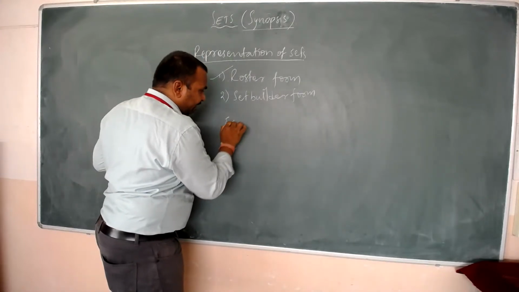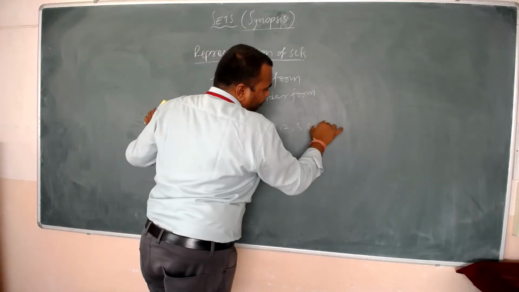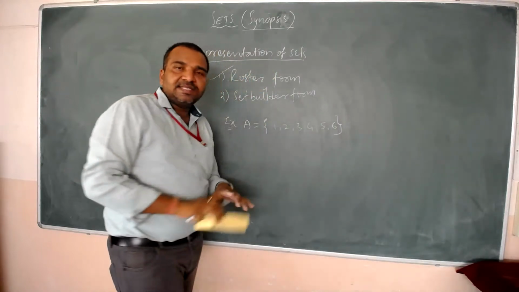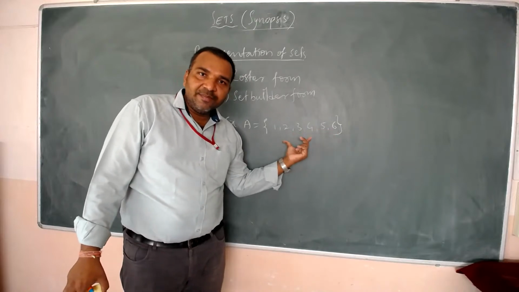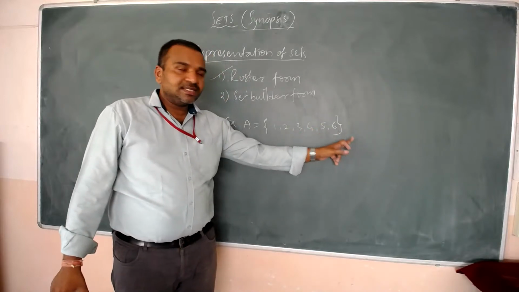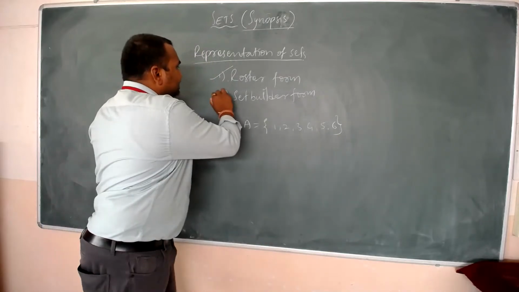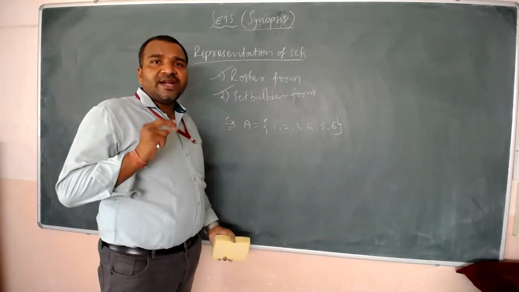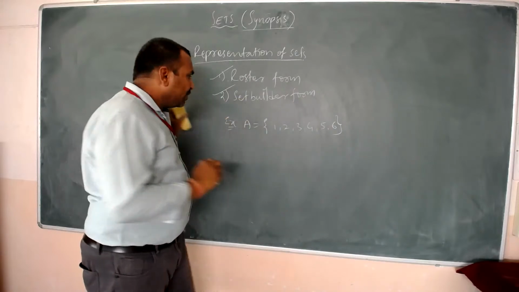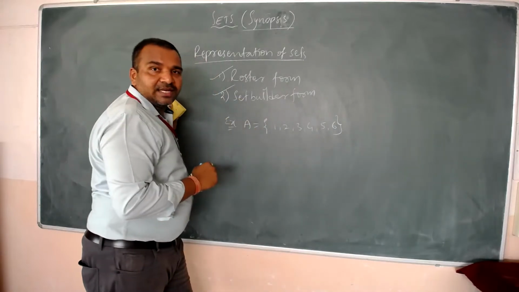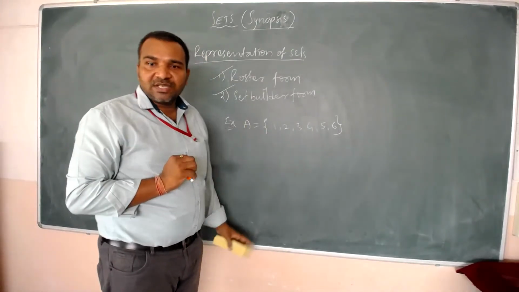For example, A = {1, 2, 3, 4, 5, 6}. It is roster form because we have written the elements of the set within the braces, separating them with commas. Next, set builder form. In this method, we write a common property which satisfies all the elements of the given collection.